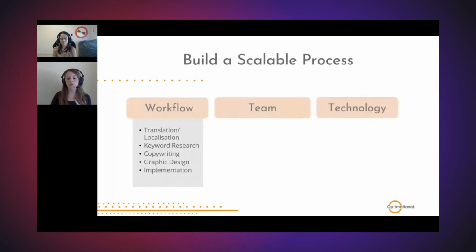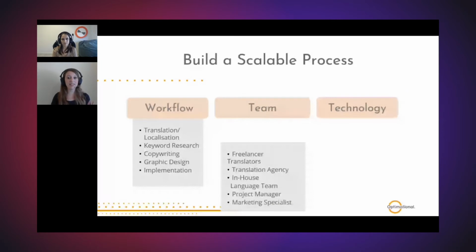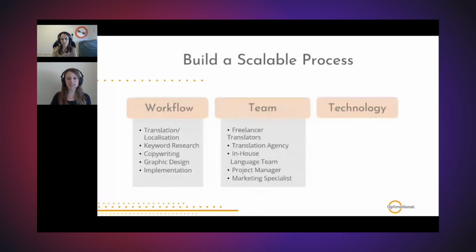Some common steps of the workflow are translation and localization, SEO keyword research, copywriting, and graphic design, for example. Then we have the talents, meaning the team, the group of professionals that will take part in the strategy, whether they are freelance translators or a translation agency, or maybe a project manager if you decide to translate with an in-house language team. And the technology, the tools, the software, and related resources that will facilitate the team's work and will help them meet its goals.